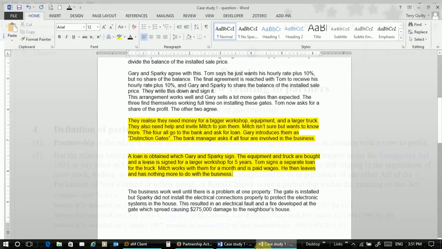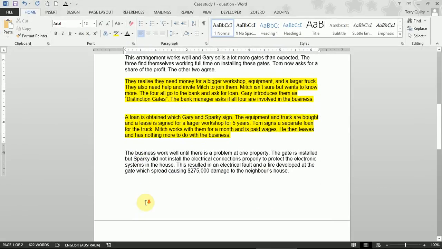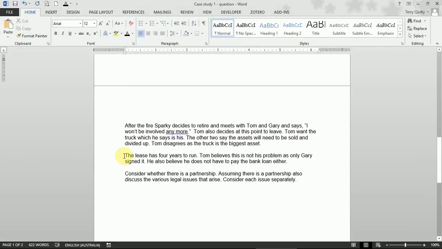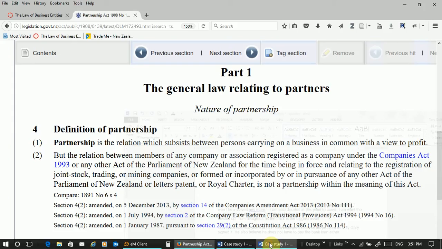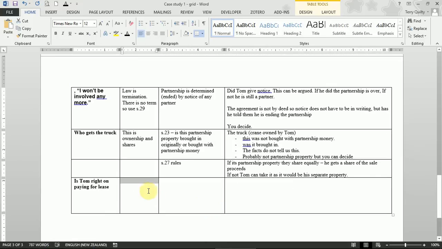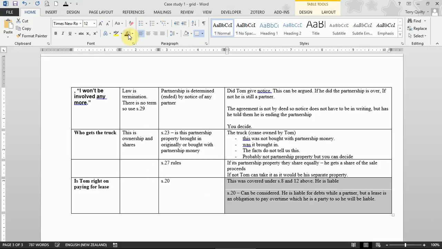In the case study, he said the lease had 4 years to run, and he thinks it's not his problem as only Gary signed it. We have some very bad news for Tom on this. It's a section 8 issue, and we've already dealt with that. But then there's also a section 20 issue in this. So let's just say that the issue was covered under section 8 and 12 above. He is liable, and being the only one who didn't sign it doesn't matter.